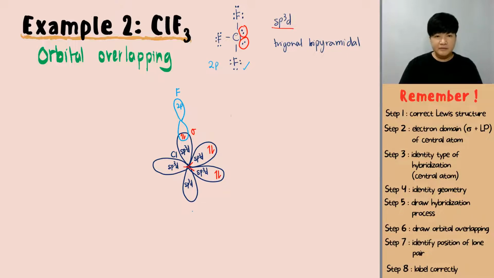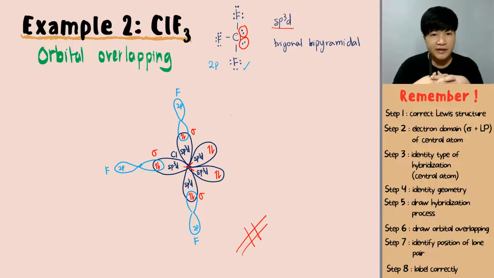Agree? Same thing. We have another sigma bond between sp3d and another 2p orbital of fluorine, forming the second sigma bond over here. Last but not least, the third sigma bond between another 2p orbital of fluorine, that is the 2p orbital of my fluorine, forming the last sigma bond that you have in this structure. So this is my ClF3. Okay, so I hope this is clear enough for you to show the position of your lone pairs.